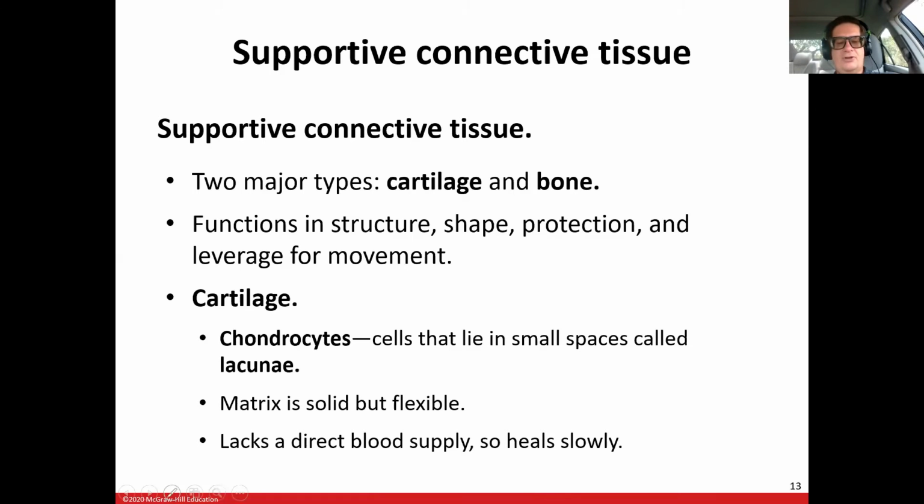Now, this thing about cartilage lacking a direct blood supply, healing slowly, that's super important. You know how the doctors always say, if you get an infection in your joint capsule, that's really, really bad. The reason why is it's almost impossible to get enough white blood cells in to fight it because you don't have a lot of blood flow.